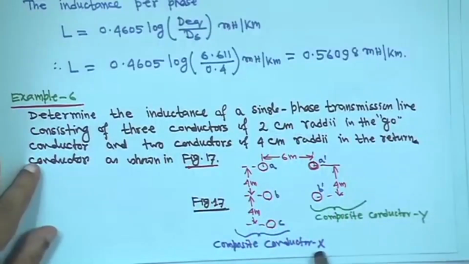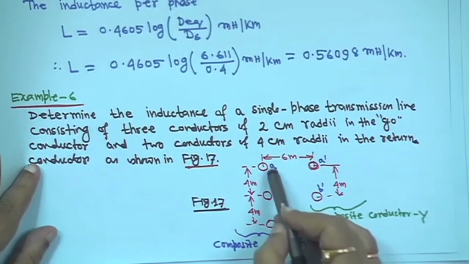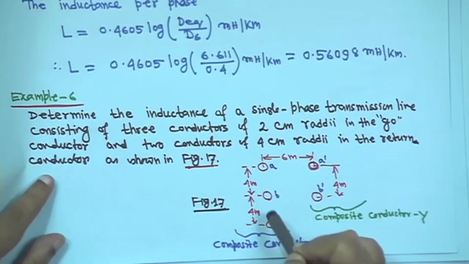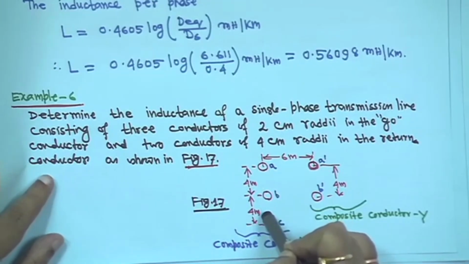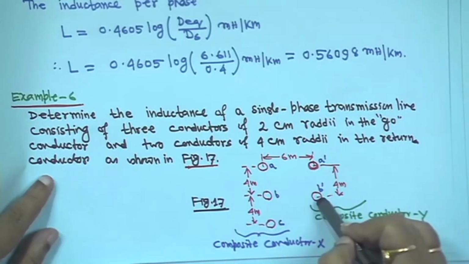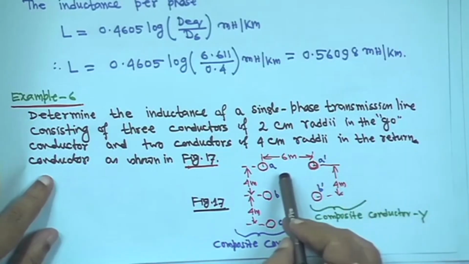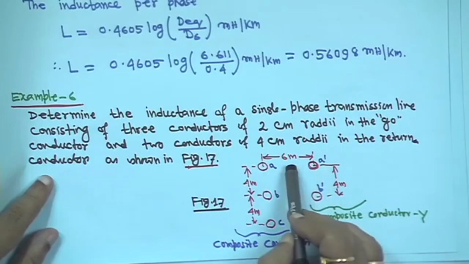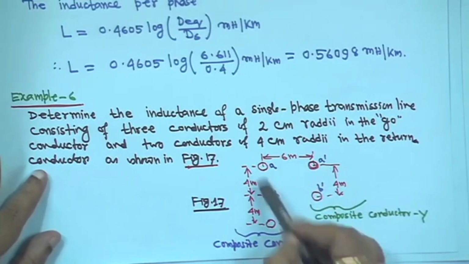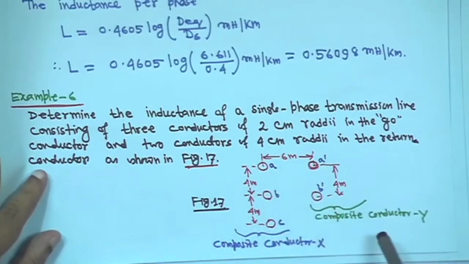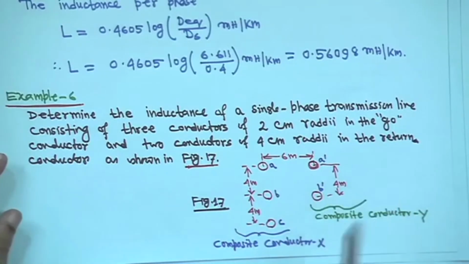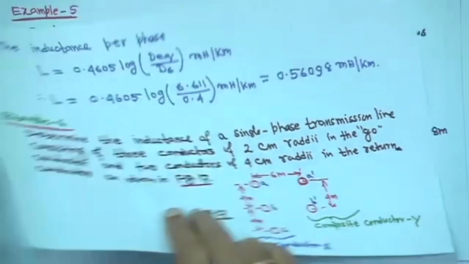So, this is composite conductor X, right. Here A, B, C 3 conductors are there. So, here n is equal to 3, right, and here 2 conductors are there. So, m is equal to 2. Distances are given, A to A dash 6 meter, A to B 4 meter, B to C 4 meter, and you have to find out the inductance, right.